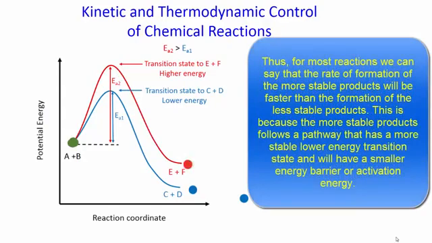Thus, for most reactions, we can say that the rate of formation of the more stable products will be faster than the formation of the less stable products. This is because the more stable products follow a pathway that has a more stable, lower energy transition state and will have a smaller energy barrier, or activation energy.